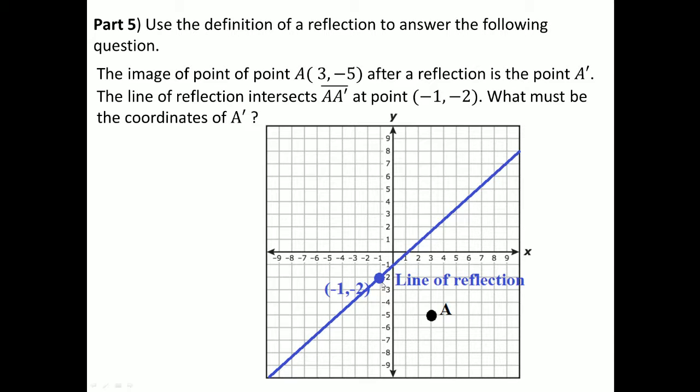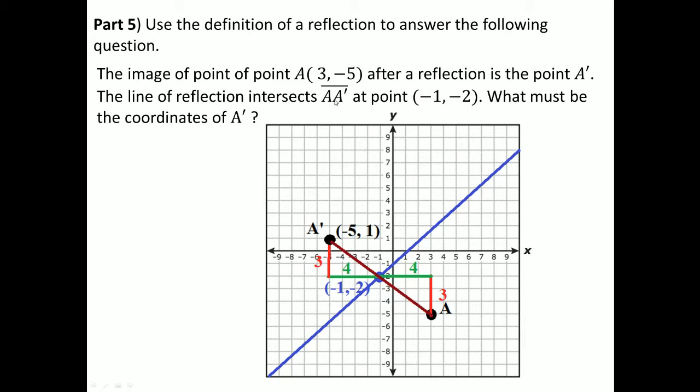There is a point here at (-1, -2). Okay? And there's a line of reflection that goes through it. Then there needs to be a line of reflection that intersects A and A prime. That's what it means here.